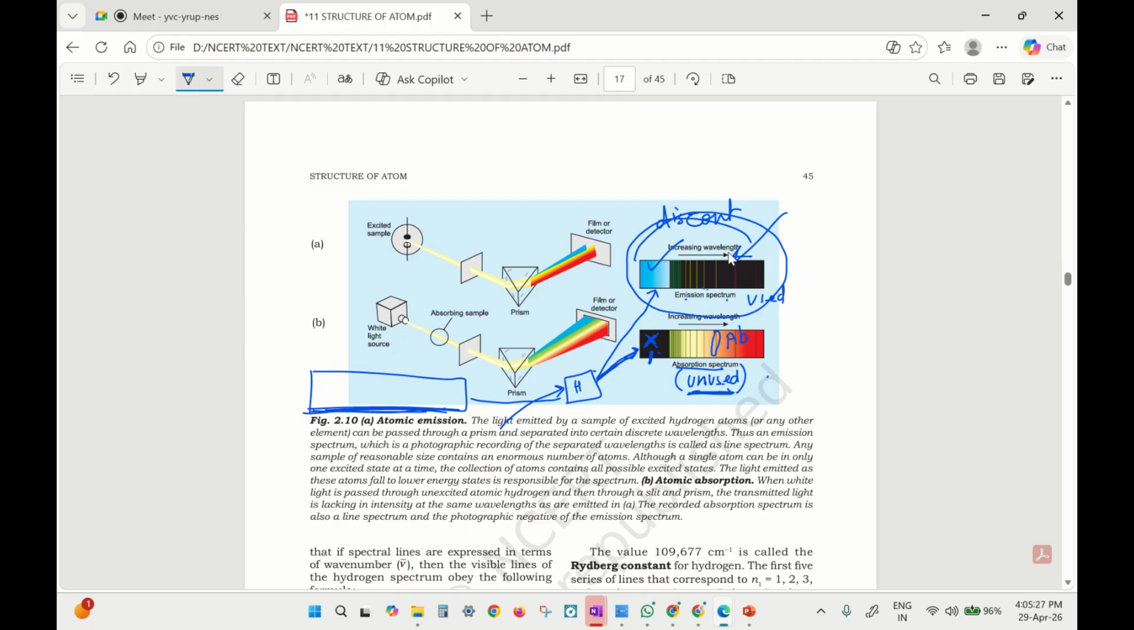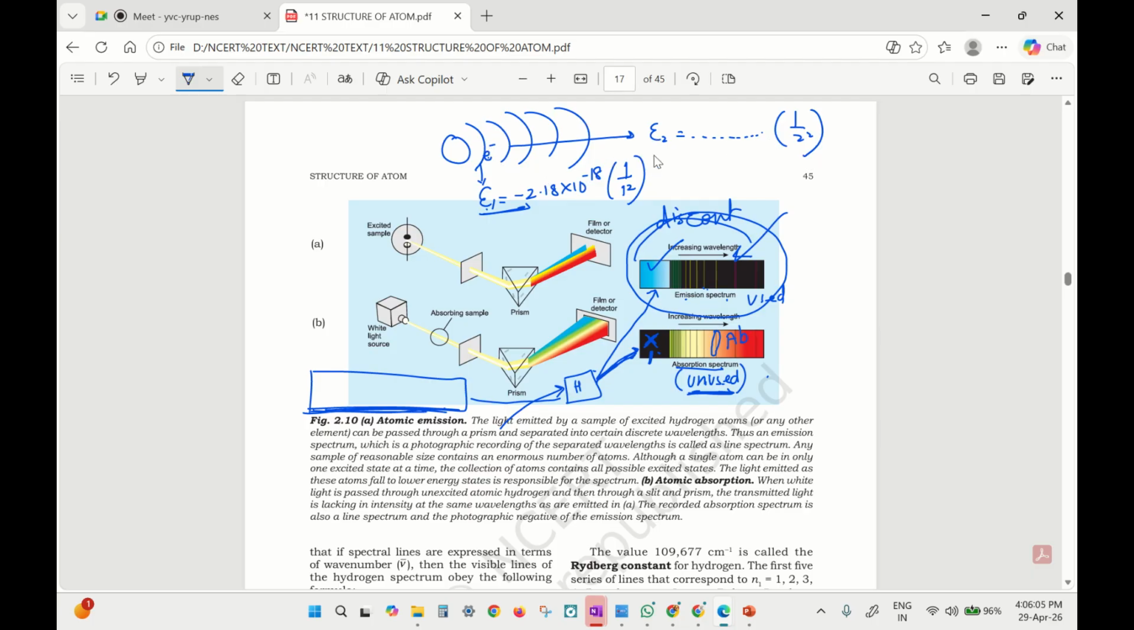What did he say? That around the nucleus there are certain definite energy levels. That is, the first level will have E1 amount of energy, which is minus 2.18 into 10 to the power minus 18 Z square by n square, with n equal to 1. So the energy of an electron, as long as it remains in this shell, is so much. As long as the electron is in the second shell, E2 is equal to minus 2.18 into 10 to the power minus 18, 1 by 2 square. So if you give energy equal to E2 minus E1, the electron agrees to jump into that shell. Got it?